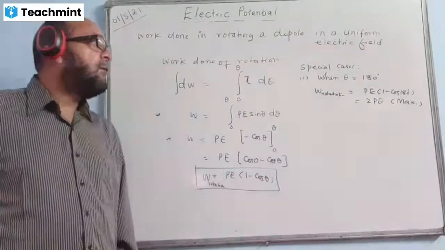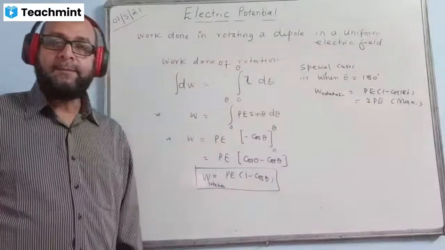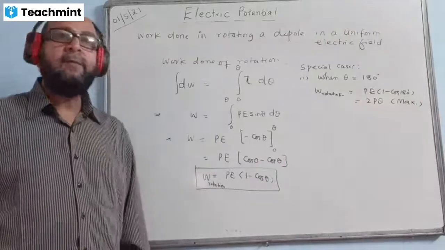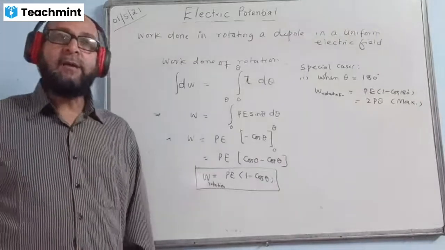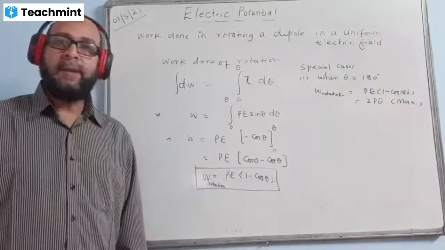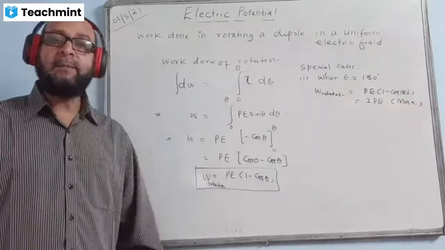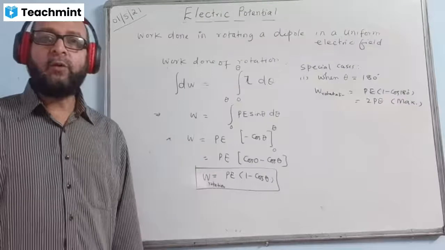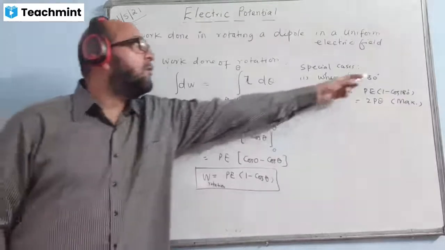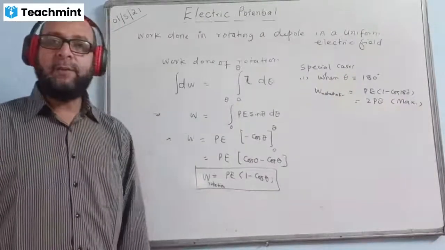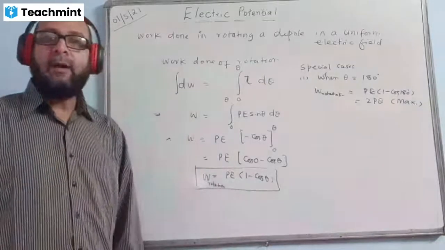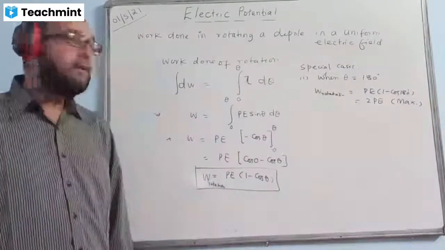And what is that maximum value? 2PE, twice PE. The question may come, when is the work done in rotating a dipole maximum? Then we say the answer: when the dipole is turned through 180 degree from the equilibrium position, the work done will be maximum. And how much will be the value of work done? 2PE.